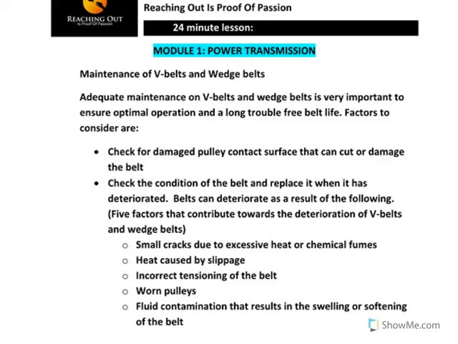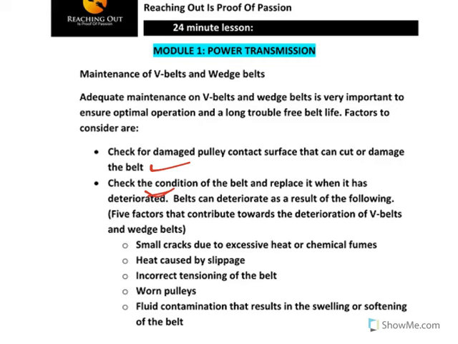Now, let us look at the maintenance of V and wedge belts. Adequate maintenance of V-belt or wedge belt is very important to ensure optimal operation and a long trouble-free belt life. Factors to consider on the maintenance of these: check for damaged pulley contact surface that can cut or damage the belt. Check the condition of the belt and replace it when it has deteriorated. In other words, when the belt is getting weak, you must replace it.